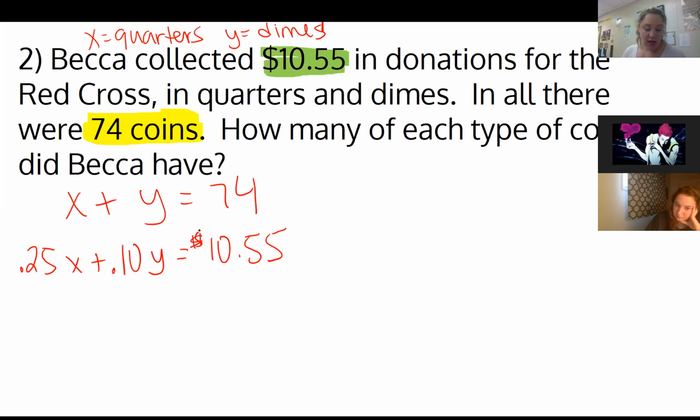All right. I'm going to use elimination with this one just because I just did substitution. I want to kind of balance it out. So I am going to do elimination with this one.